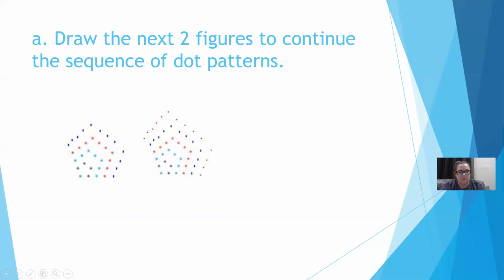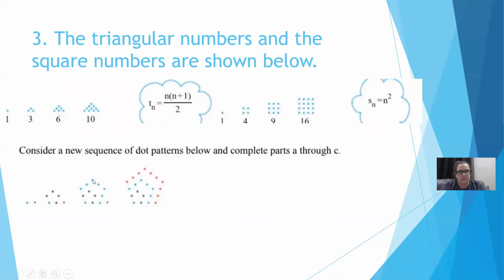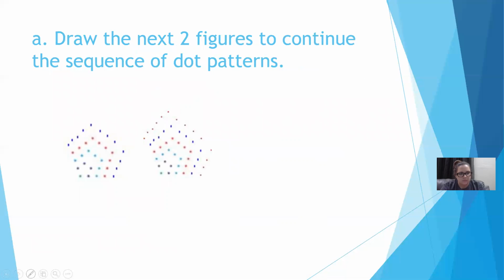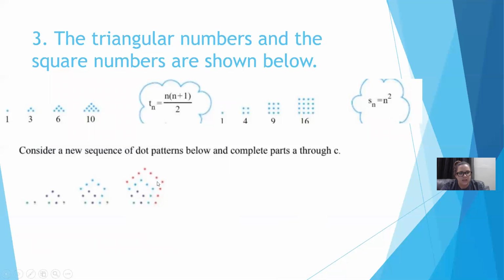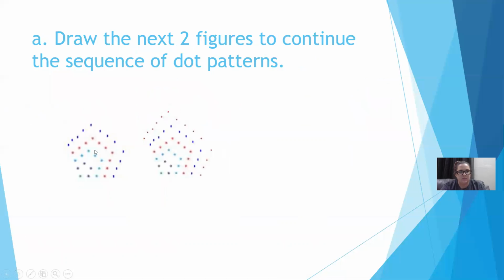Okay, so it told me to draw the next two figures after these. As you can see, the sequence has 2, and then to make a pentagon, it added on some. And it kept adding so on. So these were my two figures that I drew to make the pentagon.